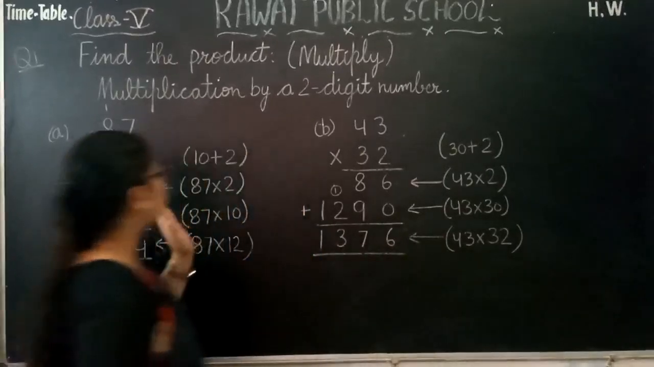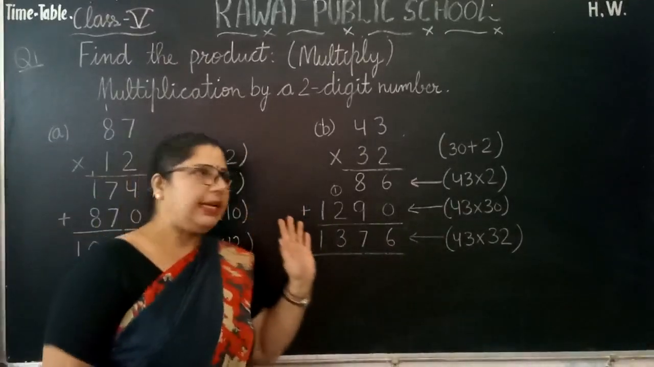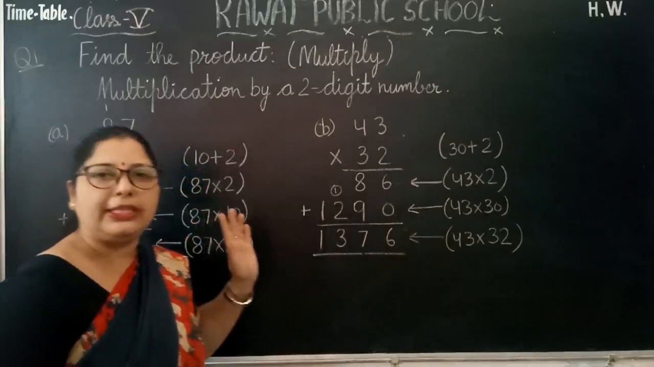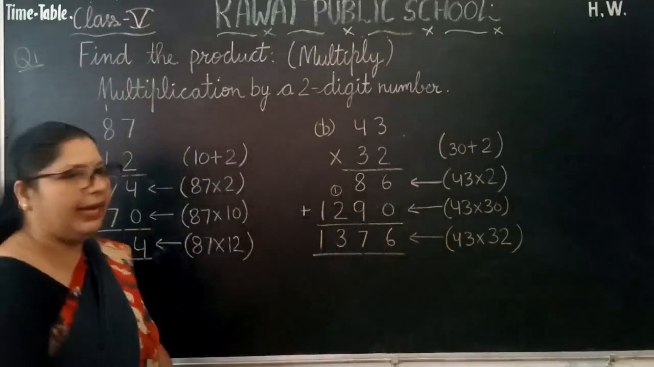So 43 multiplied by 32 is equal to 1376. So students, I hope you understood very easily how we multiply two-digit numbers. So write down sums A and B.